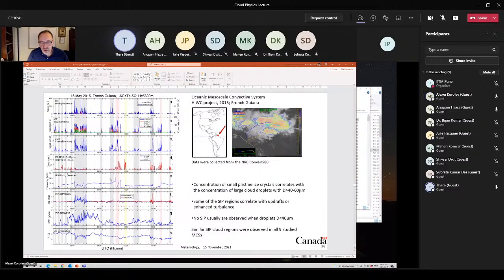So, you have shown the six mechanisms of SIP. Apart from droplet fragmentation or rime splintering, which is actually the electrical one, which one is most suitable or important for the tropics? I'll just repeat his question. He is asking which SIP is more prevalent in the tropics, isn't it, Anupam? Droplet fragmentation or rime splintering, right? Yeah. Which one is most?